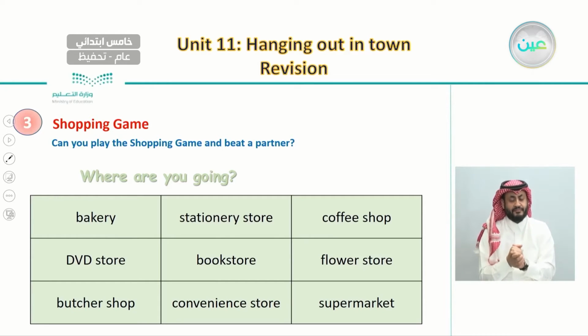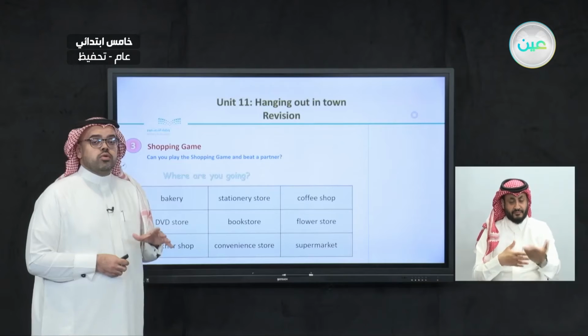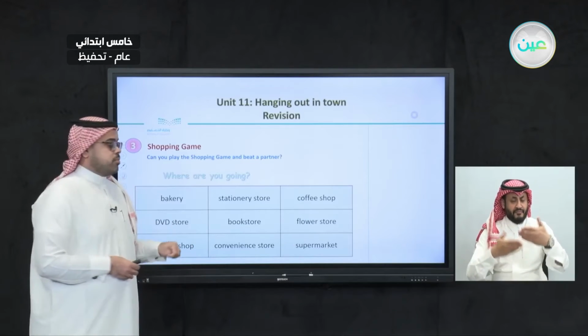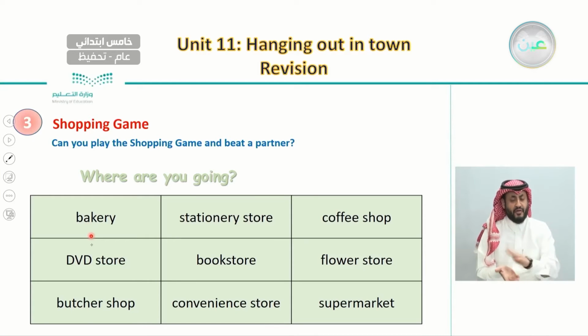So as you can see here in this table, we have nine different stores. For example, we have bakery, stationery store, coffee shop, DVD store, bookstore, flower store, butcher shop, convenience store, and supermarket.